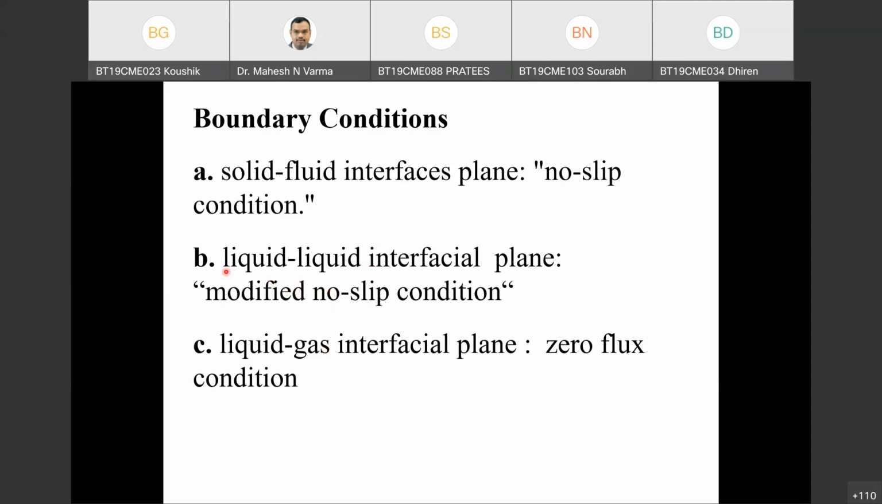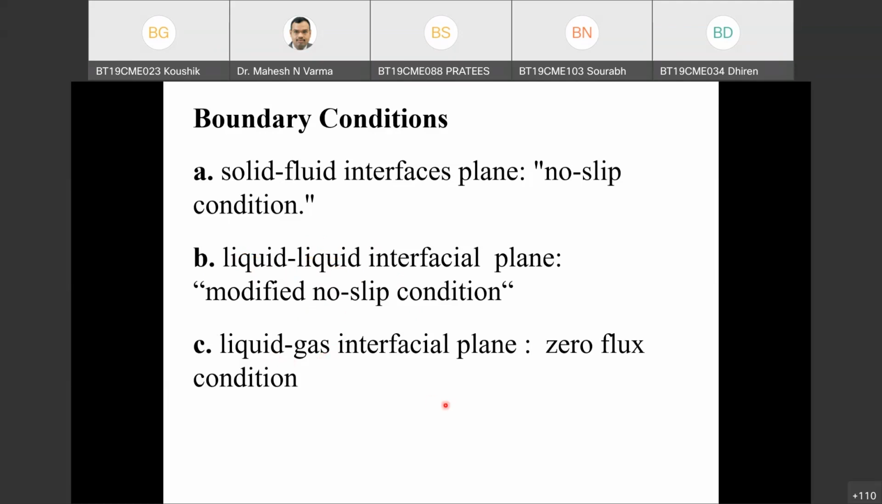Velocity of first layer of this fluid will be equal to velocity of last layer of another fluid at liquid-liquid interface. Consider this is last layer of liquid one and this is first layer of liquid two, both will be moving with same velocity. And whatever be the momentum flux in last layer of liquid one will be equal to first layer of liquid 2. So there will be continuity of velocity and flux at liquid-liquid interface.